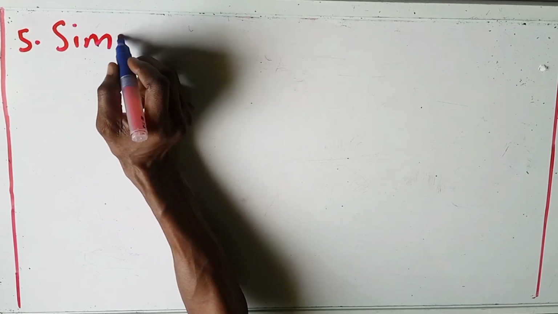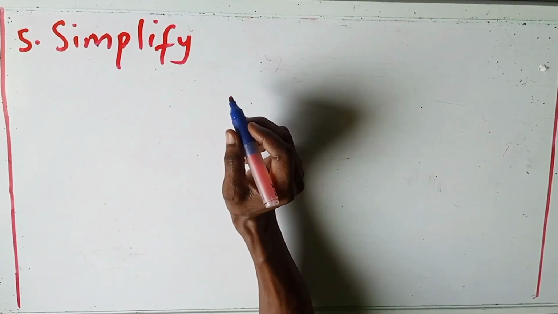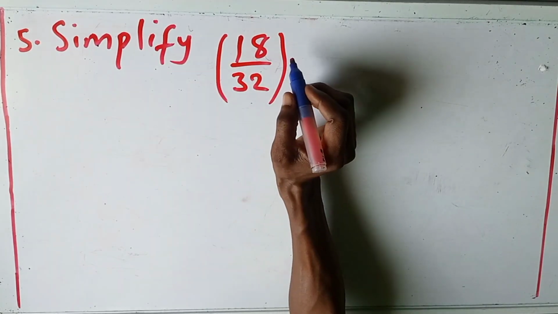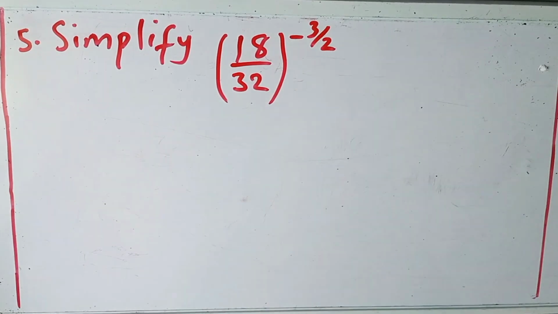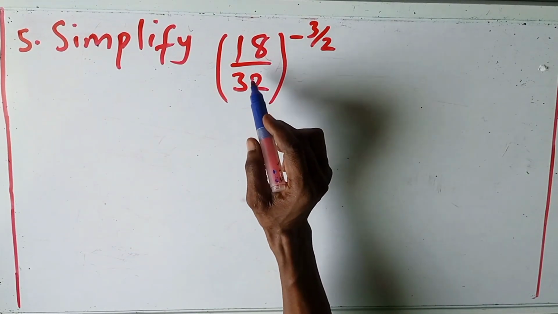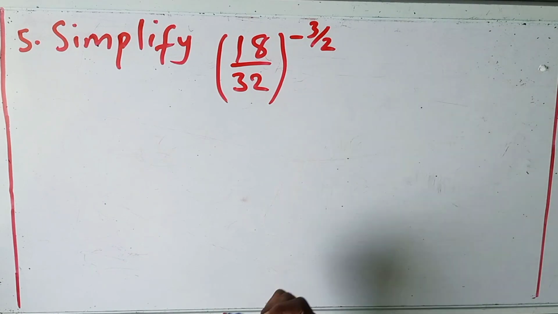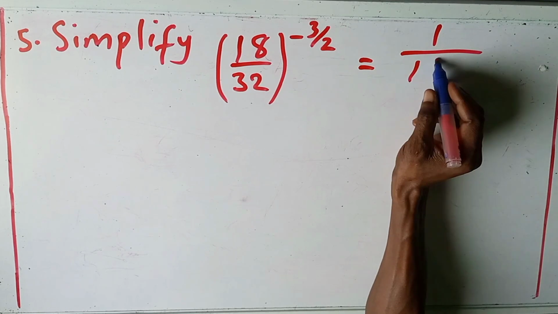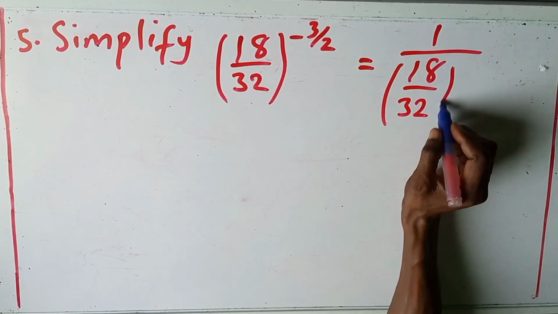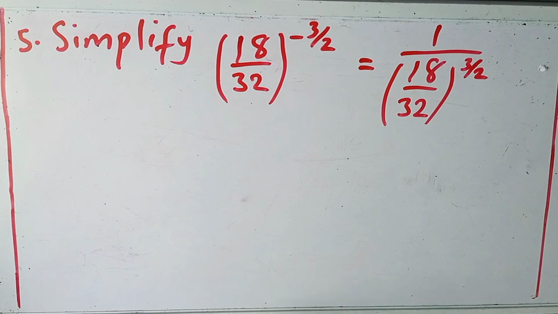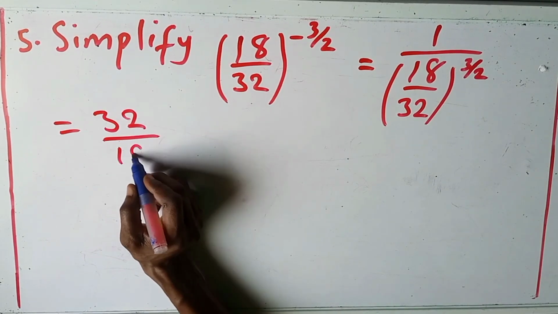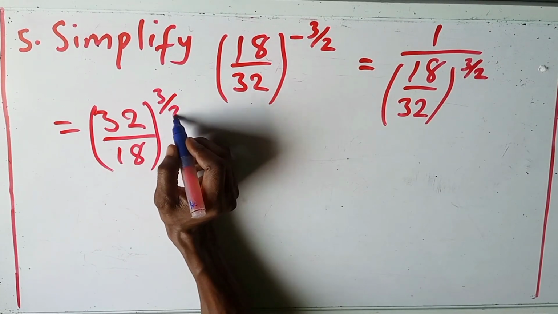The next example says, simplify, in bracket, 18 over 32 raised to the power minus 3 over 2. The first thing we need to do here is remove that negative. To do that, 1 over 18 over 32, in bracket, raised to the power 3 over 2. So that is what we did. The reciprocal of 18 over 32 will give you 32 over 18 raised to the power 3 over 2.